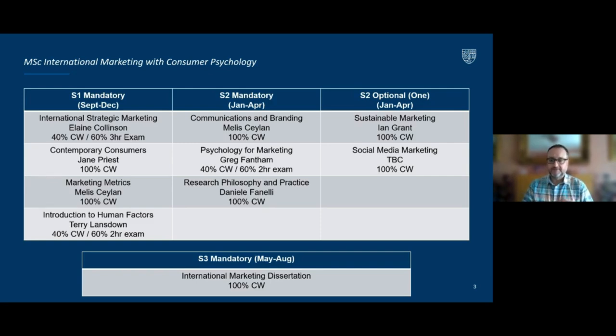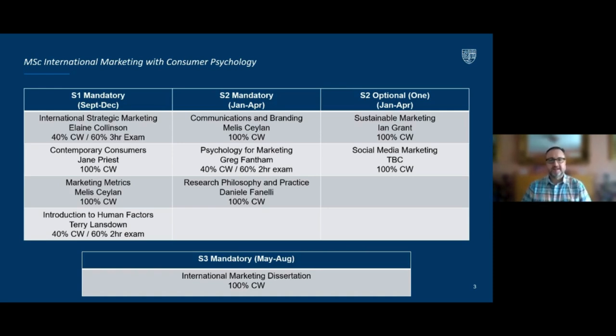Again, that's 40% coursework, 60% a 2-hour exam, and research, philosophy and practice with Daniele Finelli, and that's 100% coursework again. You would also choose, additional to those 3 mandatory semester 2 courses, one of those in the right hand column, either sustainable marketing led by Ian Grant or social media marketing. So you put those together: 4 mandatory courses in semester 1, 3 mandatories and 1 optional in semester 2.